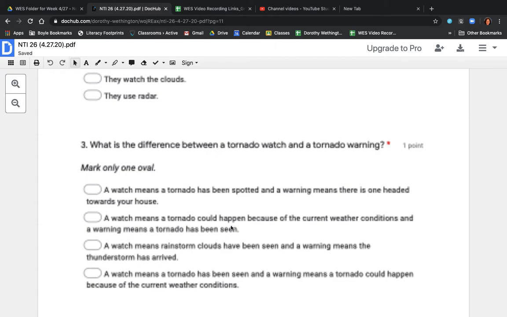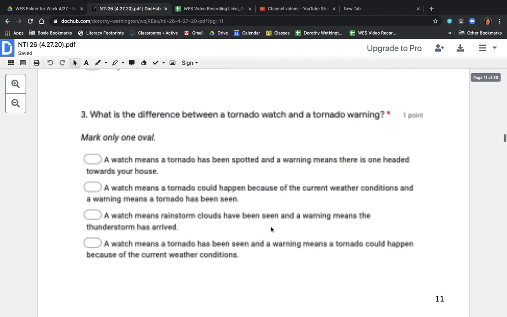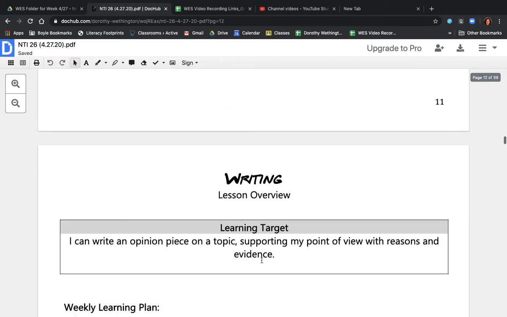Option 2. A watch means a tornado could happen because of the current weather conditions, and a warning means a tornado has been seen. Number 3. A watch means rainstorm clouds have been seen, and a warning means a thunderstorm has arrived. And your last choice is a watch means a tornado has been seen, and a warning means a tornado could happen because of the current weather conditions.